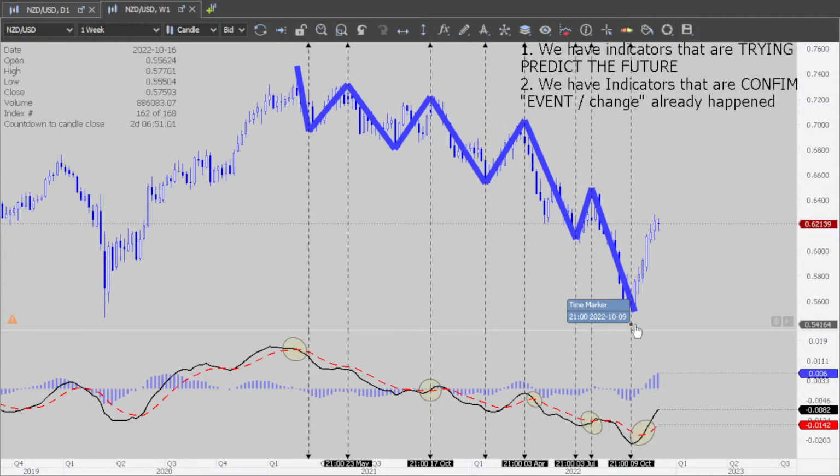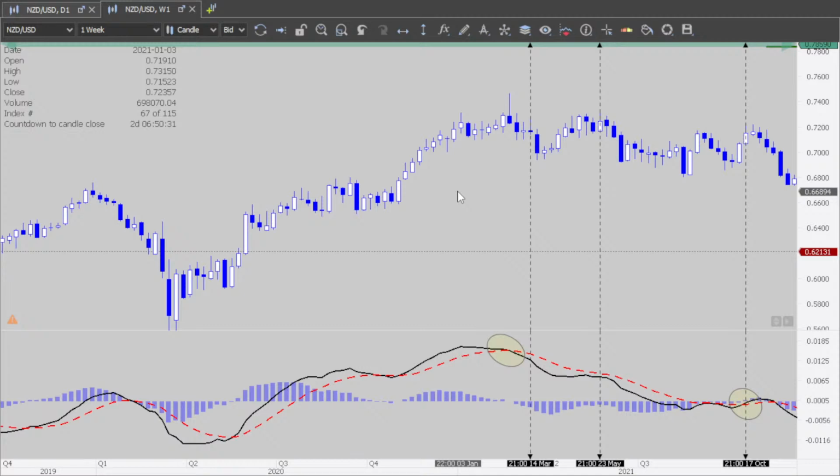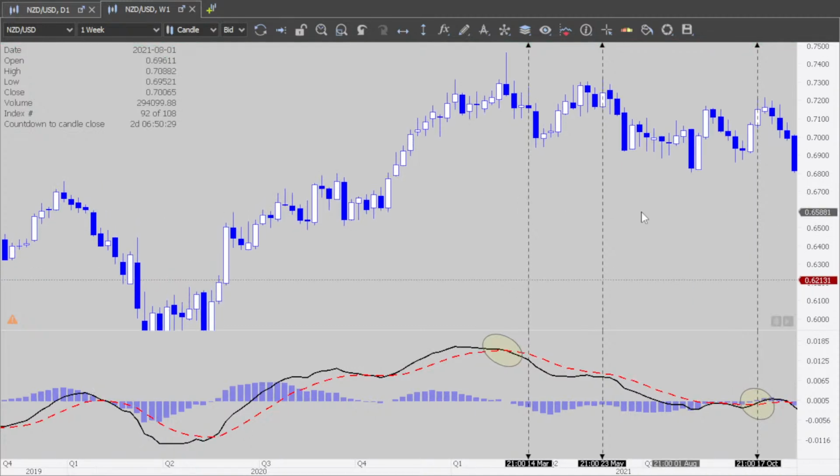Tell me, everybody, type in the chat, there is no right or wrong, this is how we learn. Is MACD an indicator that is confirming the event, confirming the change in direction? Or is MACD an indicator that is trying to predict what is going to happen? Boss, I don't know. Well, look at the chart. Now I'm going to delete this one. Look at the chart. Let's go step by step.